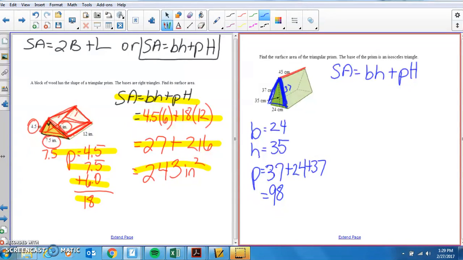And then my uppercase H represents the height of the shape or the prism. My height is the part that connects the 2 bases. This is a back triangle. Here's the front triangle. So those are 2 bases. So my overall height is 45.